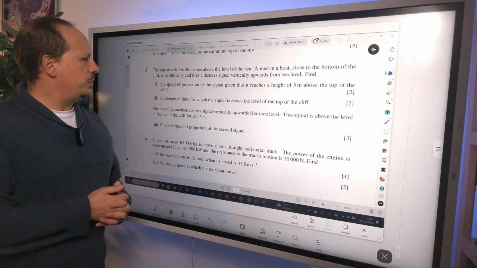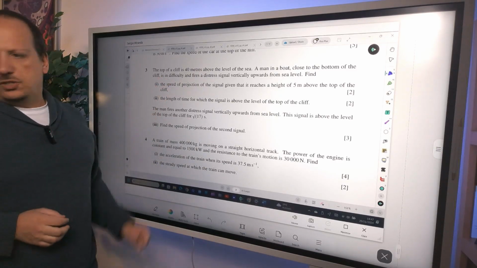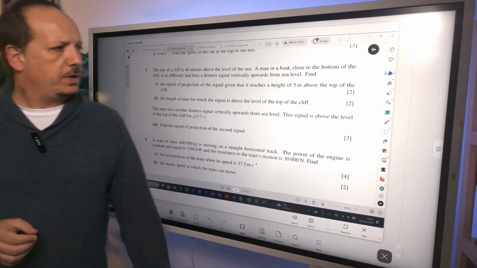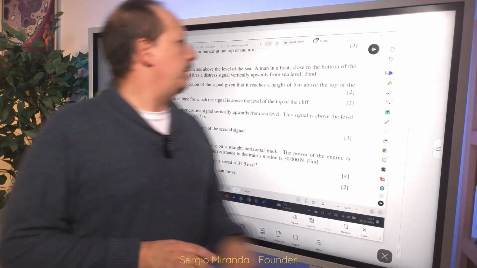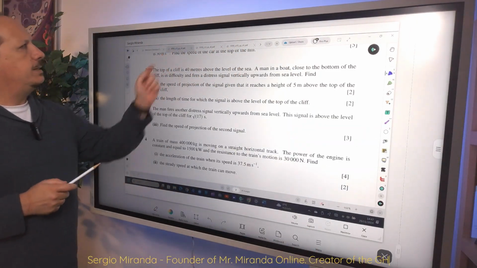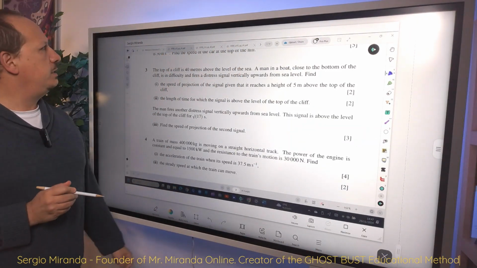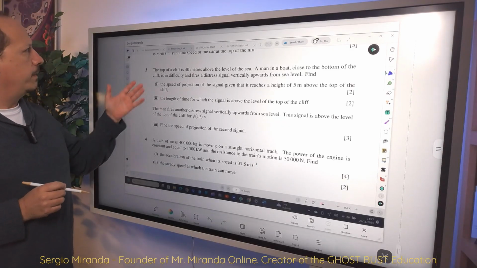Let's now solve a few exam questions regarding the SUVAT formula. Let me get my pen. The first one is this one. Spring 2013, question paper 41.